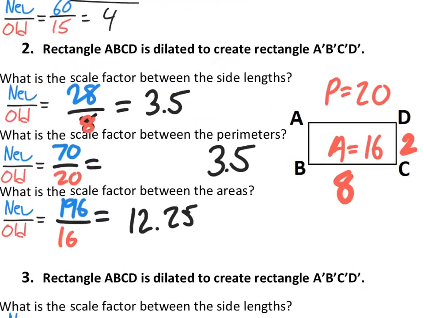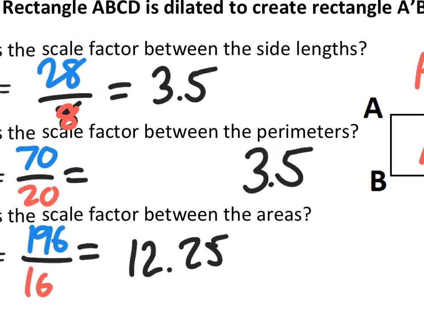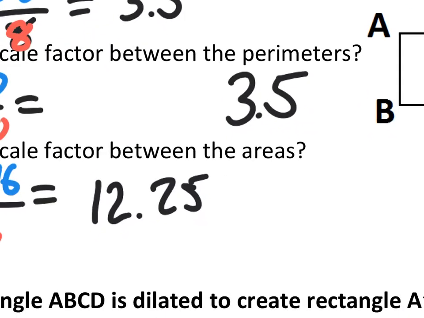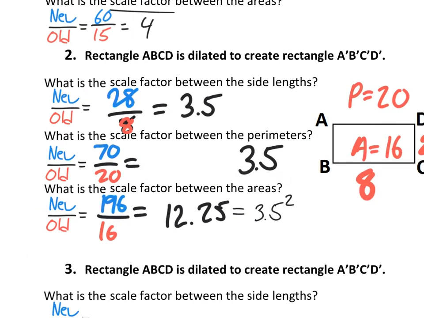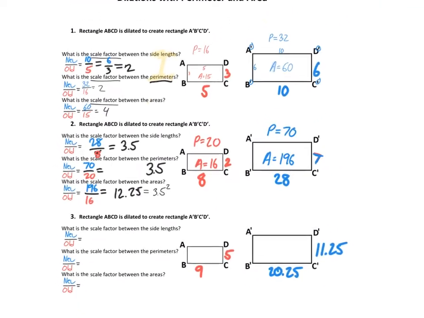Now, the relationship between the side length and perimeter scale factors and the area scale factors: whenever we're talking about area scale factor, it's actually the same thing as the side length scale factor, but squared. So 3.5 times 3.5 would give me the 12.25, just so you guys are aware of that. It makes for a nice quick shortcut sometimes if you're trying to work through them fast.